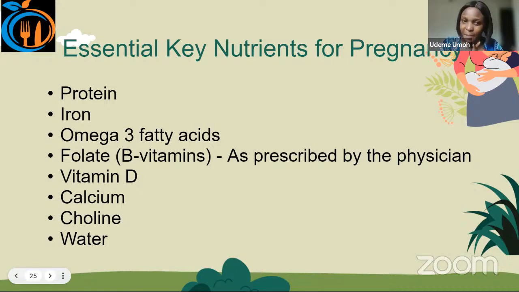And then water. I know that most pregnant women will say, I don't feel like taking water. You don't have to feel like taking water to drink water. Just give yourself a daily target that, okay, today, this is my water bottle. Even when you're going for antenatal, whether you're going to work, whether you're in the house, set a daily goal and target of the water you take daily. Next slide, please.